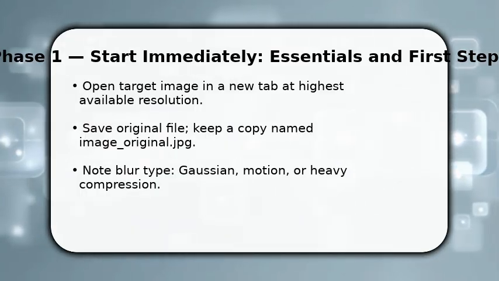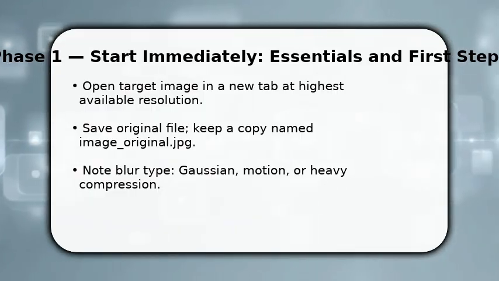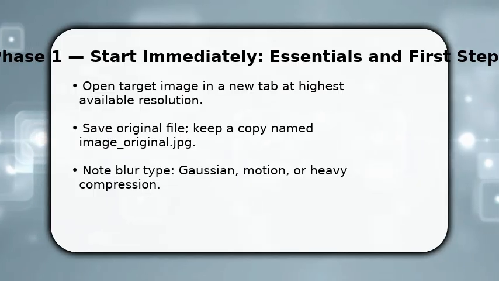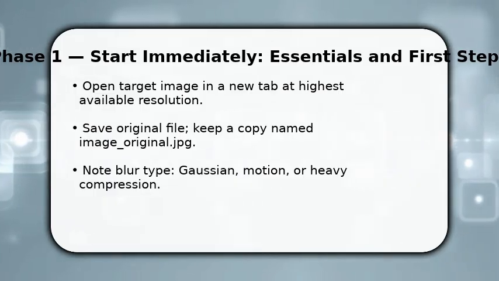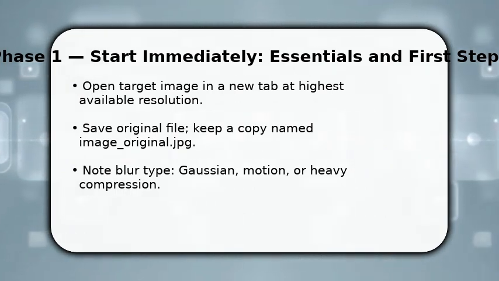Make sure to identify the blur. Is it Gaussian softening, directional motion blur, or blocky compression? That matters because the tools and parameters you choose next change based on blur type, and choosing the right path saves time. Now you perform the core restoration steps.